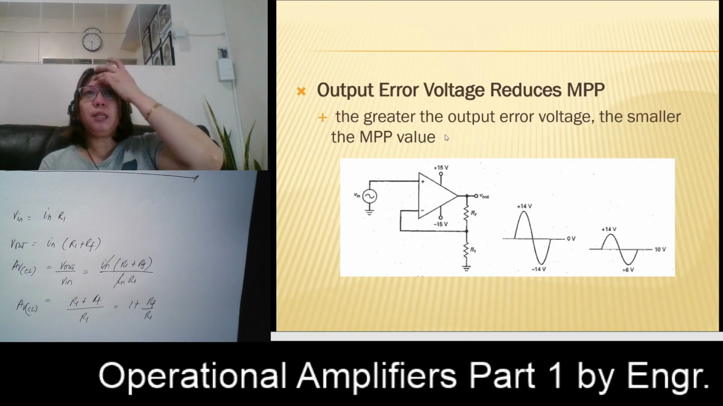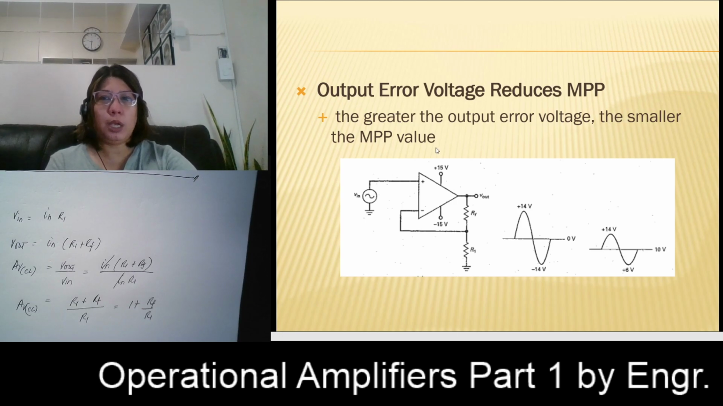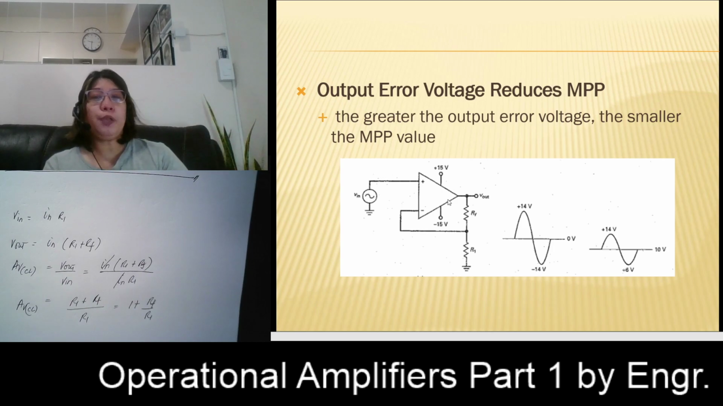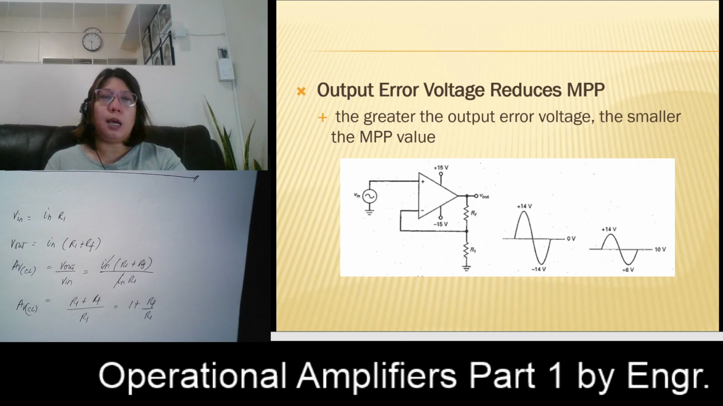Okay, so what is the effect of the output error voltage? Your output error voltage reduces your maximum peak-to-peak voltage. Okay, so the greater the output error voltage, the smaller your peak-to-peak value. So for example, if we have here plus or minus 15 volts, we are expecting roughly 30 volts peak to peak. But in reality, we can only have at least 1 to 2 volts difference, so that is given by plus and minus 14, or 28 volts peak to peak. But if we have an error voltage, we can just have a 20 volts peak to peak output voltage.